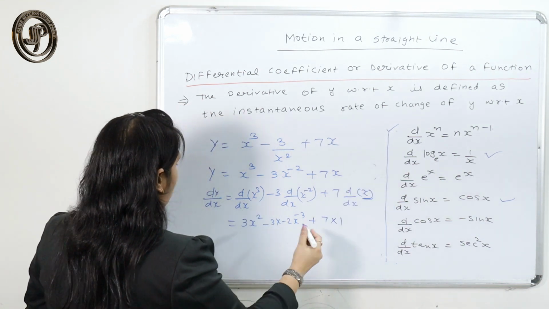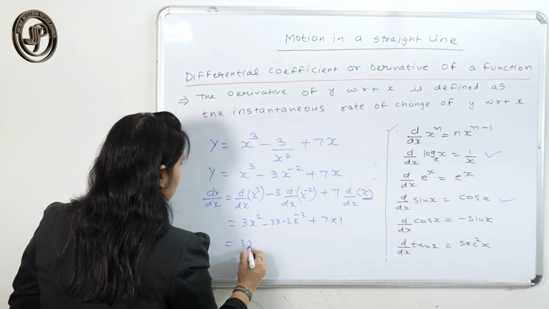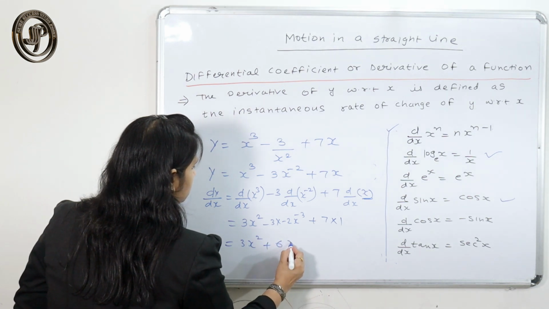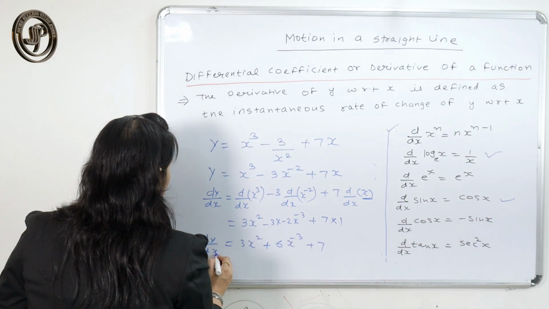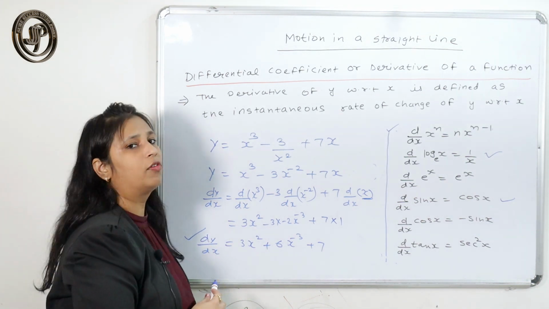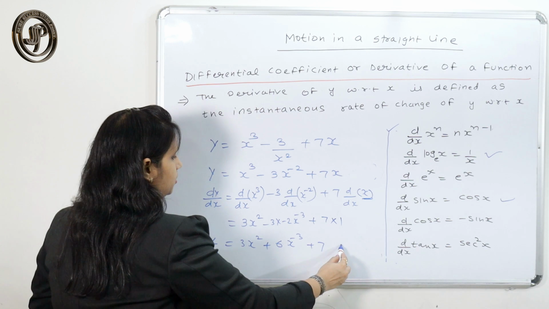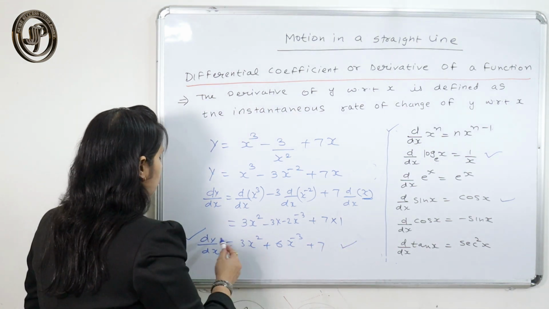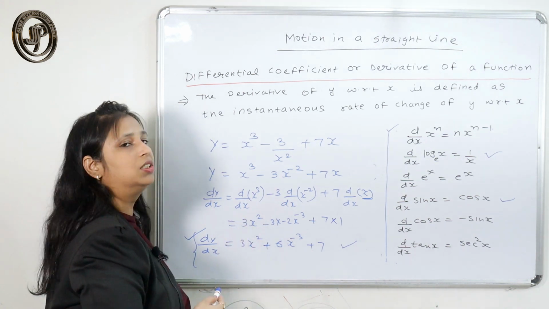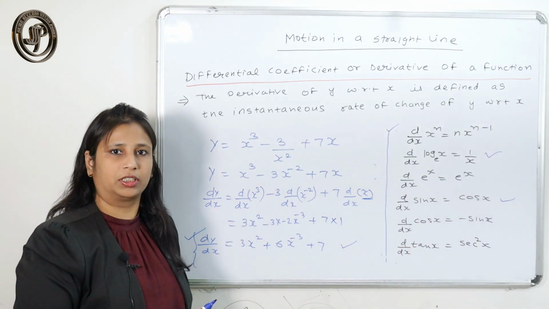Okay. Now, what will be your final answer? 3x square plus 6 x raised to power minus 3 plus 7. So in this way you can find the derivative of functions, and we will do numericals in due course of time. So you will see how this is useful in your physics.